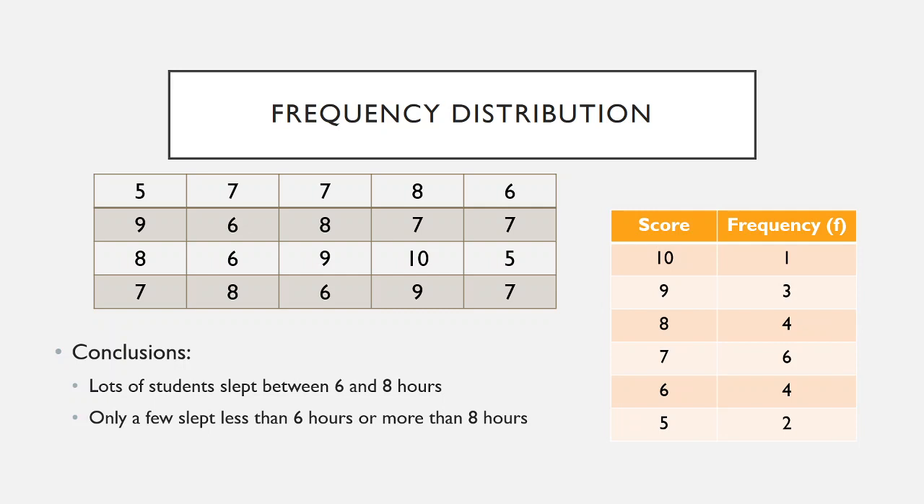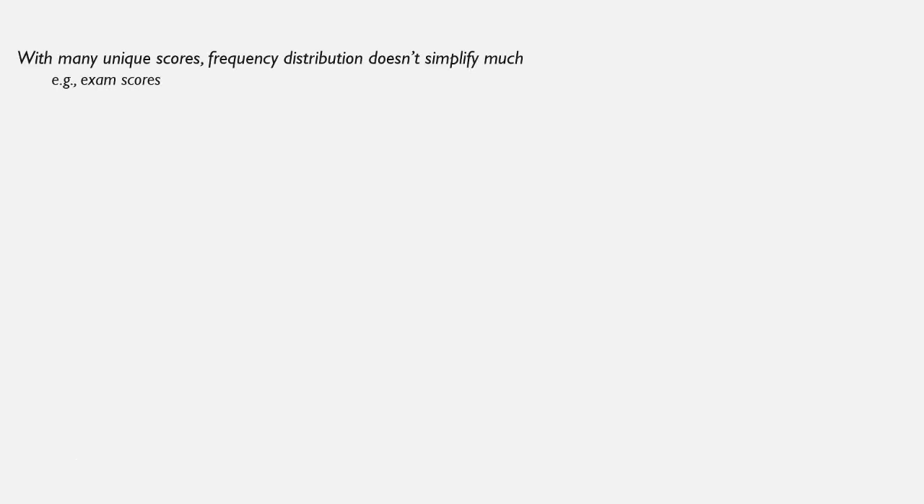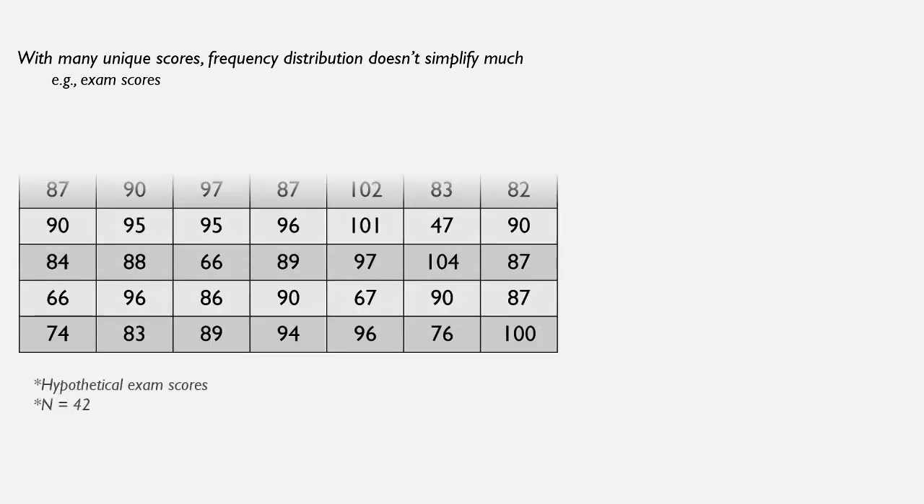So it didn't do a ton to synthesize our data down, but it was already a very simple data set to begin with. This is going to work well when you have relatively few unique scores. If you have a variable that has many unique scores that appears in your data set, a frequency distribution is not going to do very much.